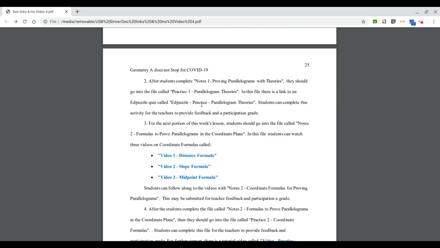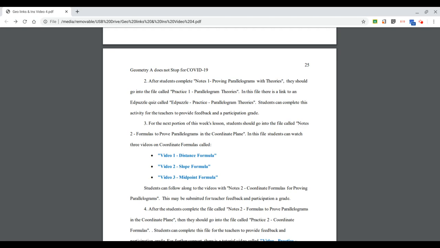After the students complete proving parallelograms with theories, they should go into a file called Practice One Parallelogram Theories. In this file, there's a link to the Ed Puzzle quiz, and the students can complete this activity for teachers to provide feedback and receive participation grade.